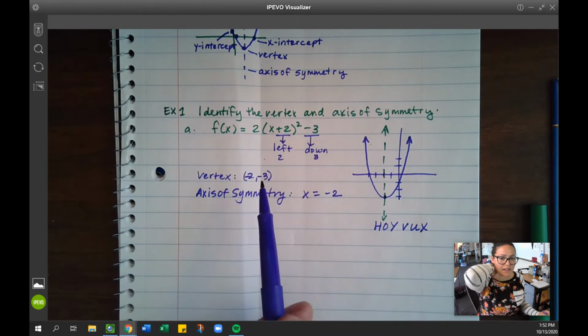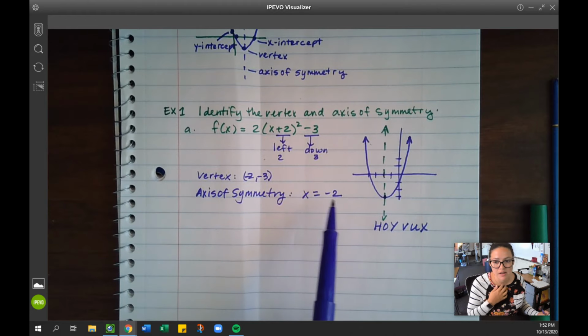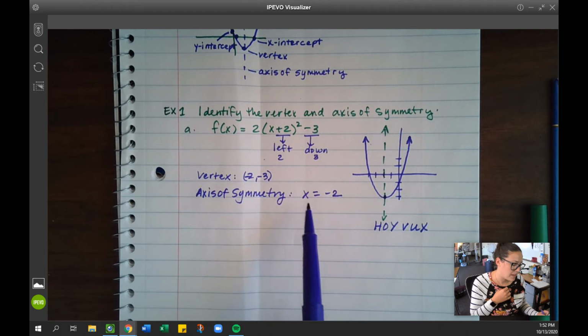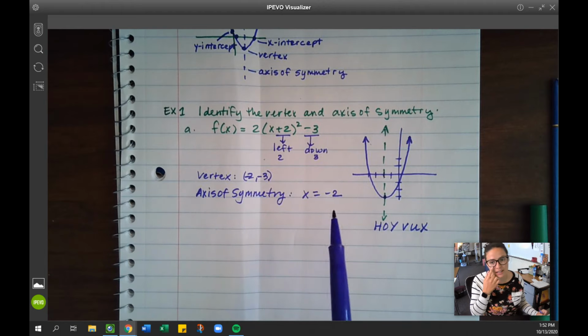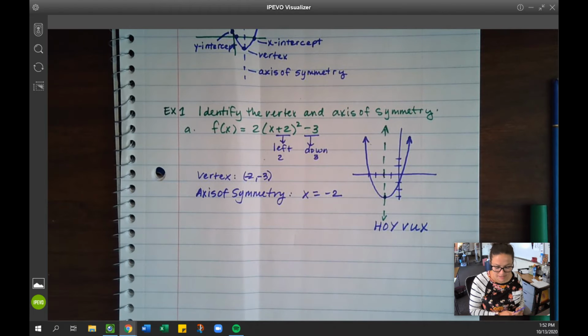Now, the x value of the vertex and the axis of symmetry are going to be the same number. And that makes sense because the vertex is on the axis of symmetry. The vertex is in the middle of the parabola, just like the axis of symmetry.